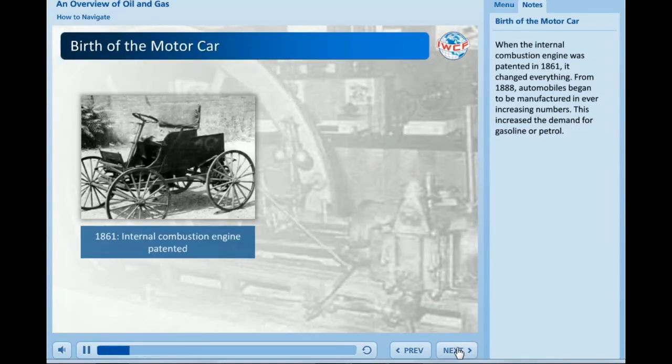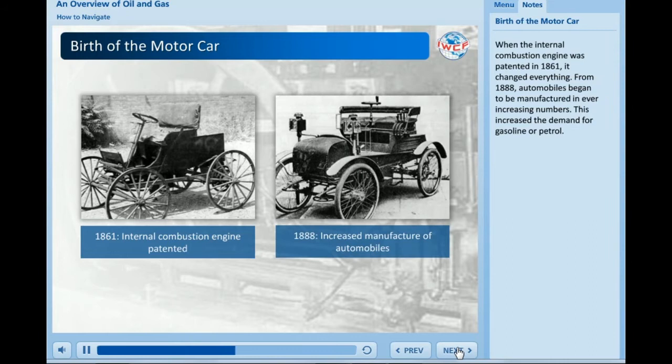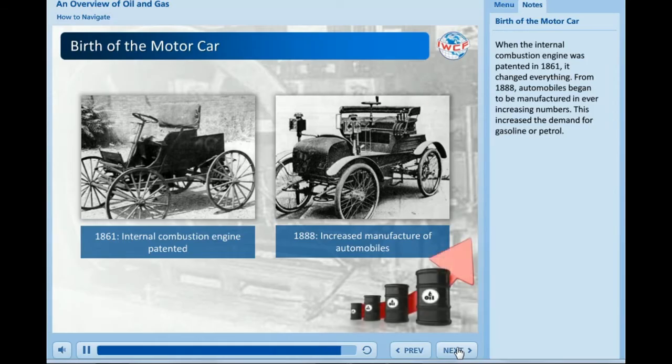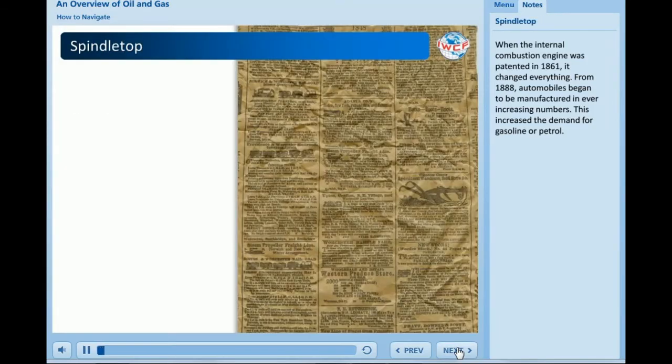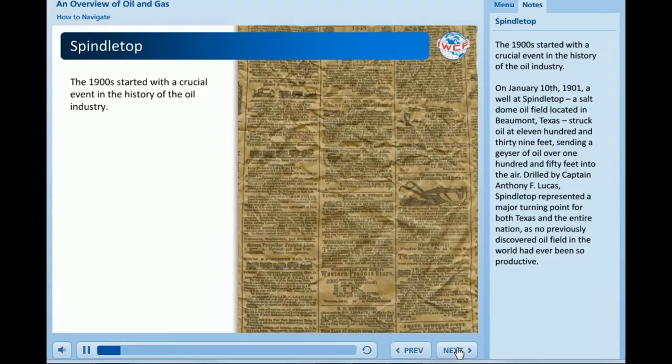When the internal combustion engine was patented in 1861, it changed everything. From 1888, automobiles began to be manufactured in ever-increasing numbers. This increased the demand for gasoline or petrol. The 1900s started with a crucial event in the history of the oil industry.